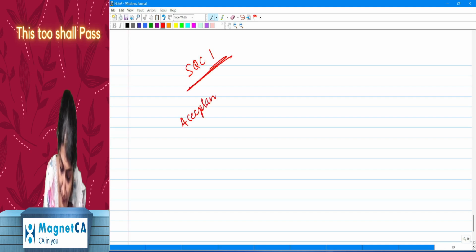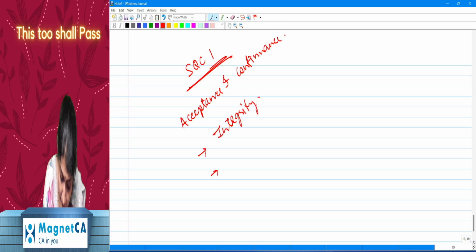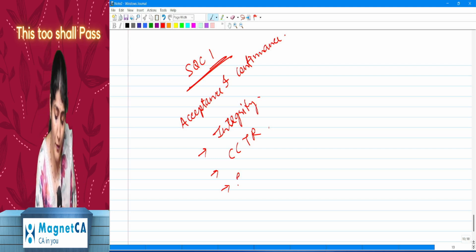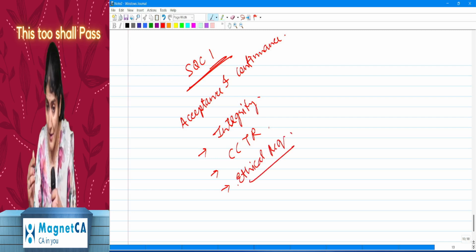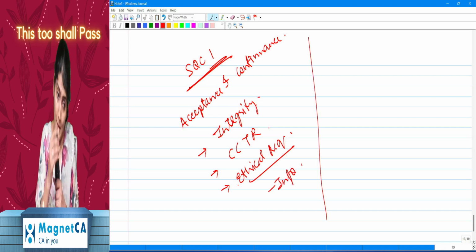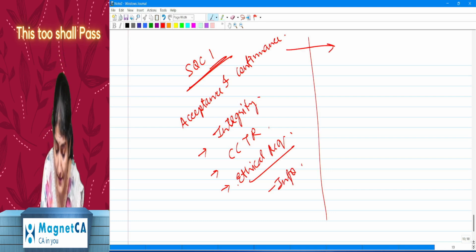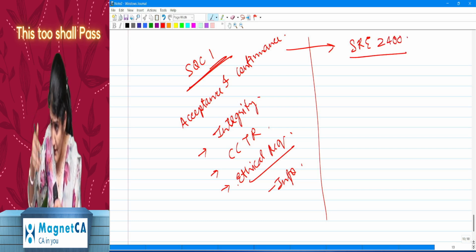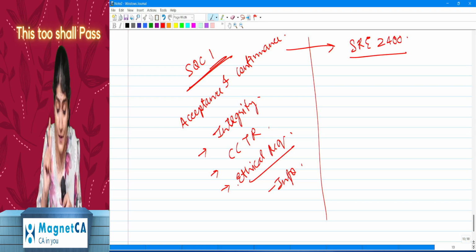Yes, number 1, MACRONIL. You remember Mr. Macronil, right? You have to check the integrity of the client. Second, you have to check whether you have the CCTR, the competence, capability, time and resources to perform the engagement. And third, whether you will be able to comply with the ethical requirements, including independence. And regarding all of this, you have to obtain the information. Now we are talking about acceptance and continuance in SRE 2400. What are they saying here?